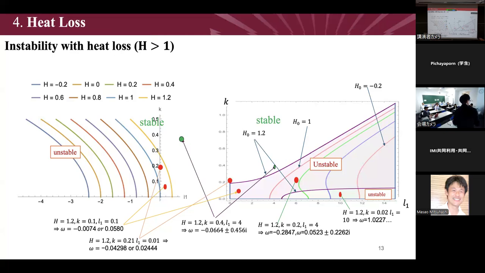So these red points are all unstable, only in this region and also this region. This region is stable. We just tested this. This is the negative real part over here. This red point is just for h equal to 1.2.